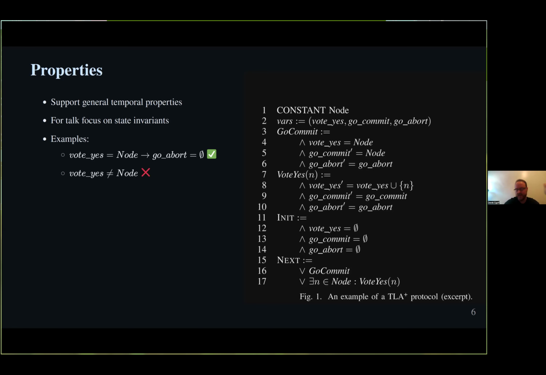This is an example of a property which is not satisfied by the protocol. You can prove that this is not satisfied by the protocol with this counterexample. As soon as vote yes is taken, vote yes is suddenly equal to the set of all nodes.